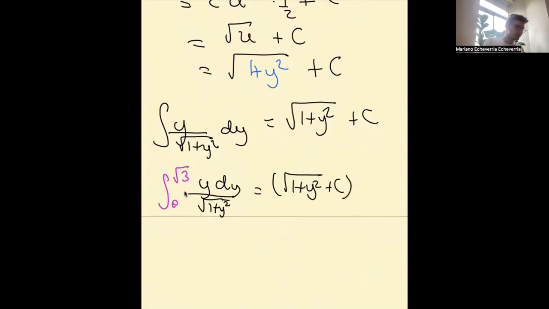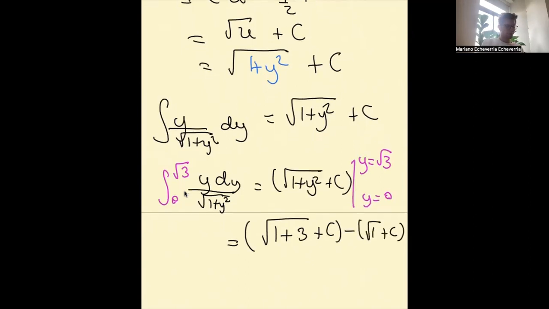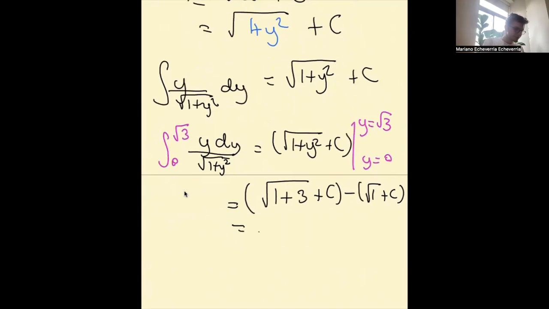You have to evaluate this at the top value, which is y equals root of 3, and at the bottom, and subtract the answers. So when you put y equals root of 3, you get root of 1 plus 3 plus the constant. And when you put y equals 0, you get root of 1 plus c. Right, so the constants cancel, so you get root of 4 minus root of 1. Hopefully, I don't know if that's what I wrote, but that should be 1. That's the answer. Is that making sense?